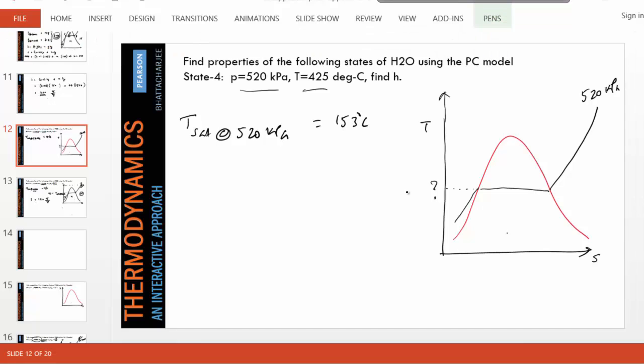So notice how this helps, because now that we know that this temperature is 153 degrees Celsius, we can easily estimate that for T equals 425, that line would be somewhere above there. So let's just arbitrarily assume this is our 425 line. This temperature is 425. Doesn't matter, anywhere above the 153 line, that means our solution must be somewhere along this line that satisfies the temperature requirement, and along this pressure line that satisfies the requirement of the pressure.